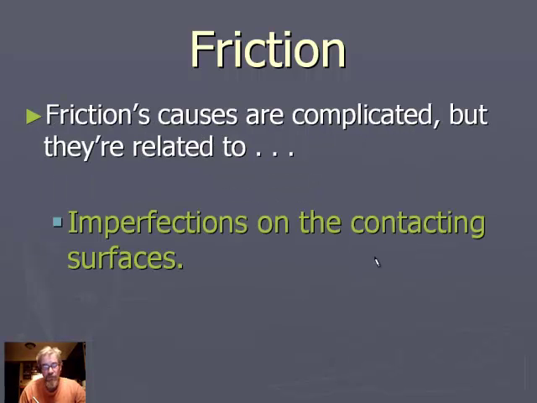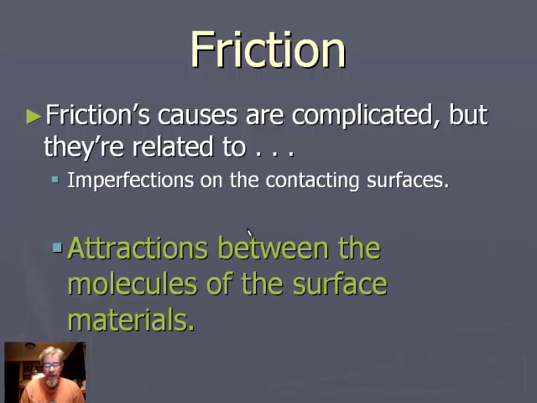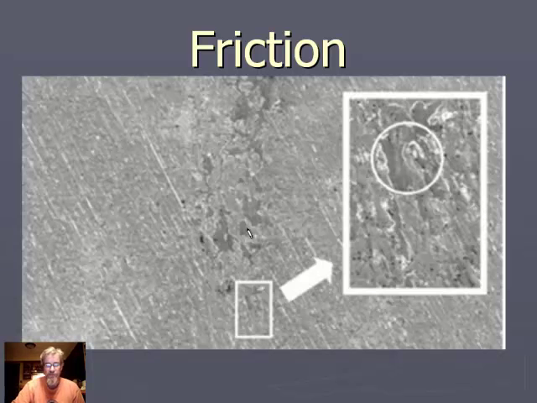The details of how friction works and the nuances between one set of surfaces and another are kind of complicated, but we can boil it down to this. All these friction causes have to do with imperfections on the contacting surfaces. And the other thing is there are attractions between the molecules of the two surface materials that also increase friction.